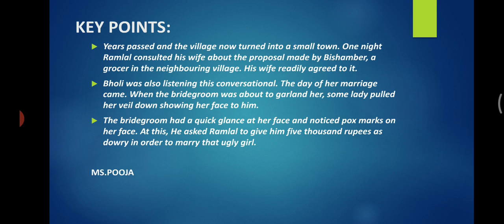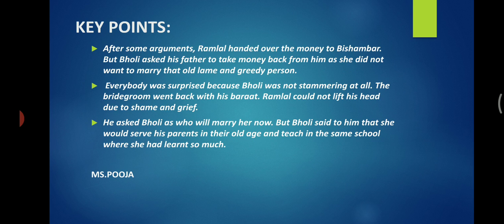One night, Ramlal consulted his wife about the proposal made by Bishambar, a grocer in the neighboring village. His wife readily agreed to it. Bholi was also listening to the conversation. The day of her marriage arrived when the bridegroom was about to garland her. Some lady pulled her veil down, showing her face to him. And that bridegroom had a quick glance at her face and he noticed the pox marks all over her face. At this, he asked Ramlal to give him 5,000 rupees as dowry in order to marry that ugly girl.